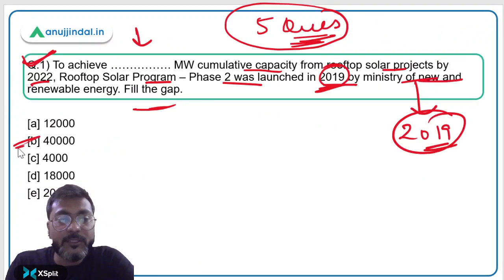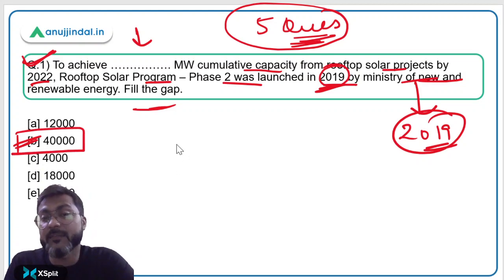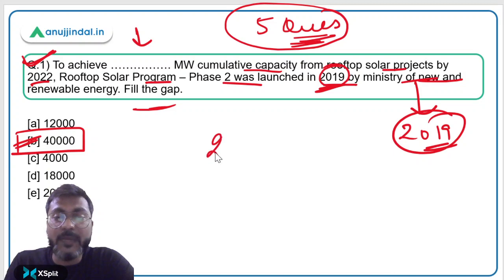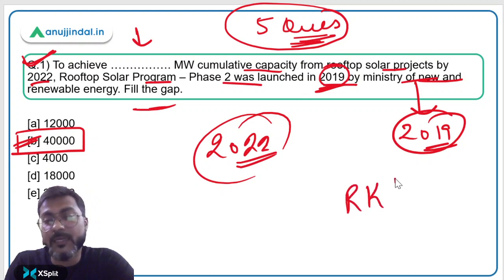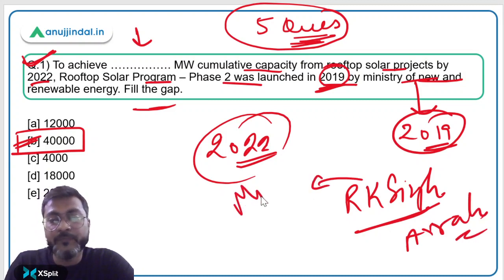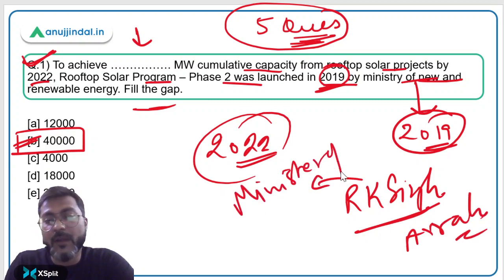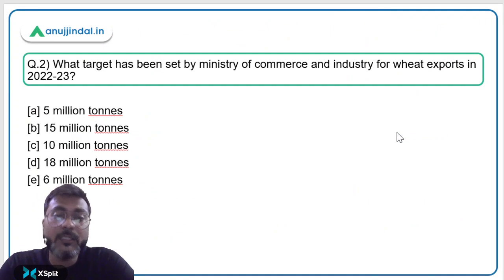The correct answer to this question, guys, will be 40,000 megawatt, because that is the targeted cumulative capacity that is to be produced by the year 2022, which means this year. All right. And who is the Minister of New and Renewable Energy? It's Mr. R.K. Singh, whose Lok Sabha constituency is Ara. And he is also, of course, the Minister of Power. All right. Do remember this. Moving ahead to question number 2.